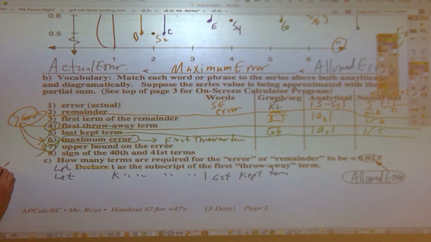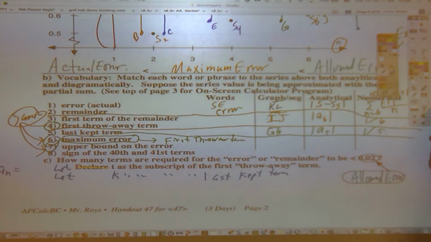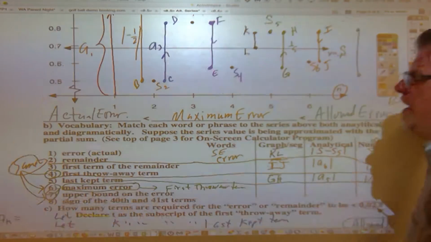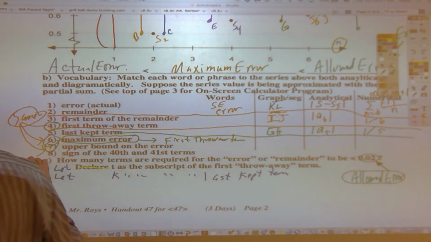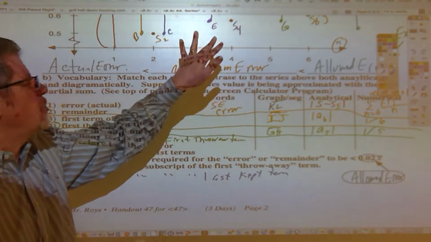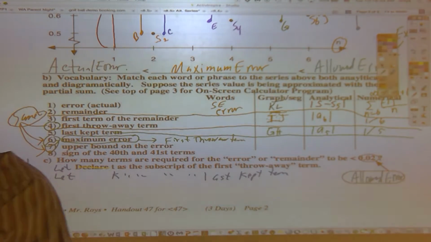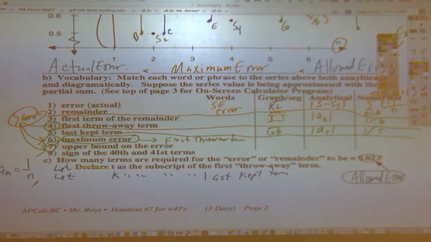We're also going to have a sub n defined as the non-alternating part, which is 1/n. a sub n is 1/n. So in keeping with the idea that orange has to always be less than teal, we've got to solve for t. We've got to find the subscript of the first throwaway term.